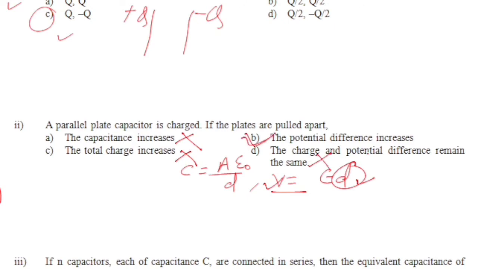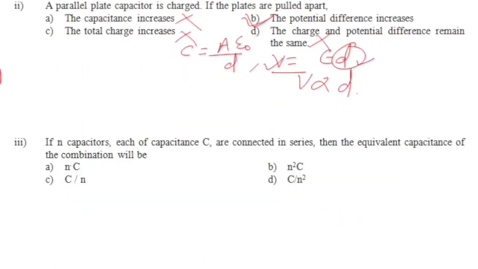The potential difference increases. Why? E is constant, E remains the same, so V increases as the distance increases. V is directly proportional to D. In this way you solve question number 2 also. Right? Next, question number 3.